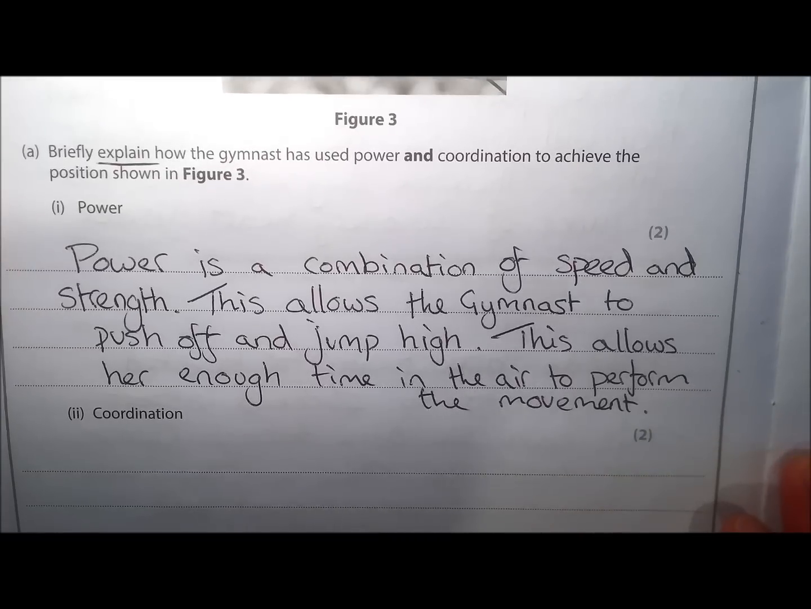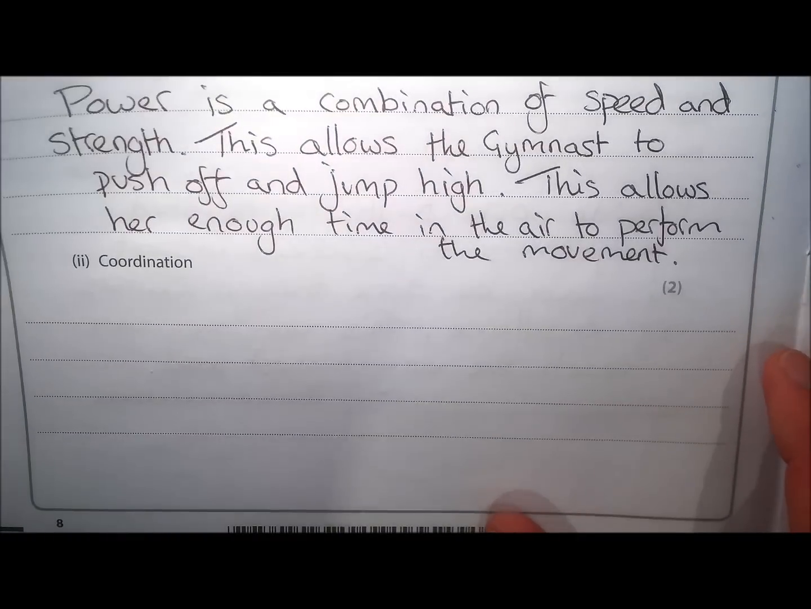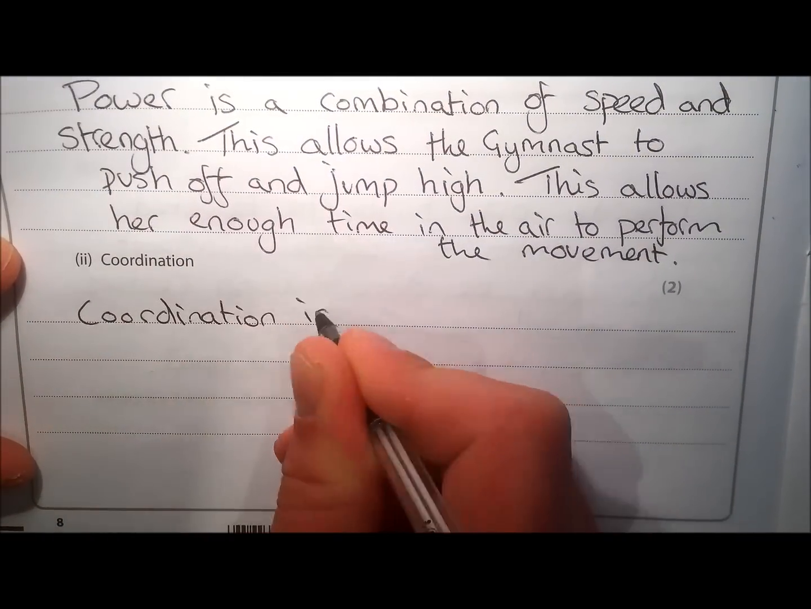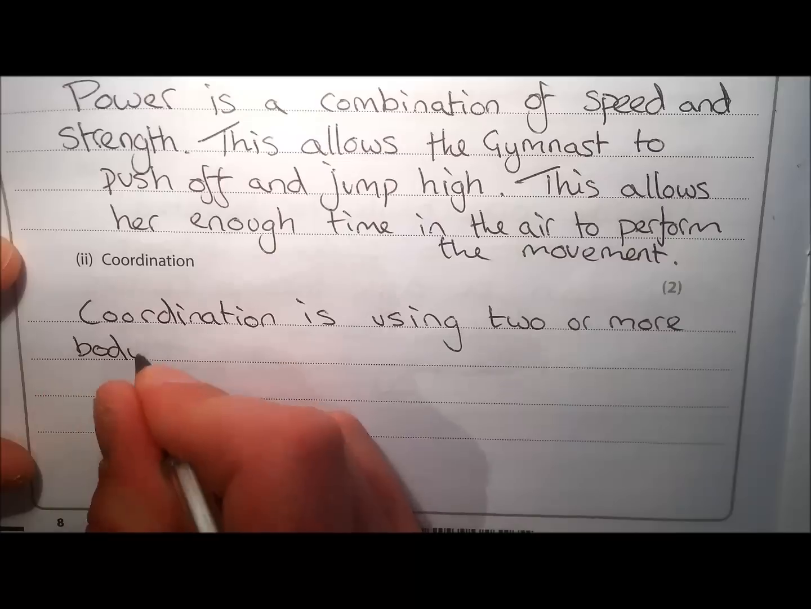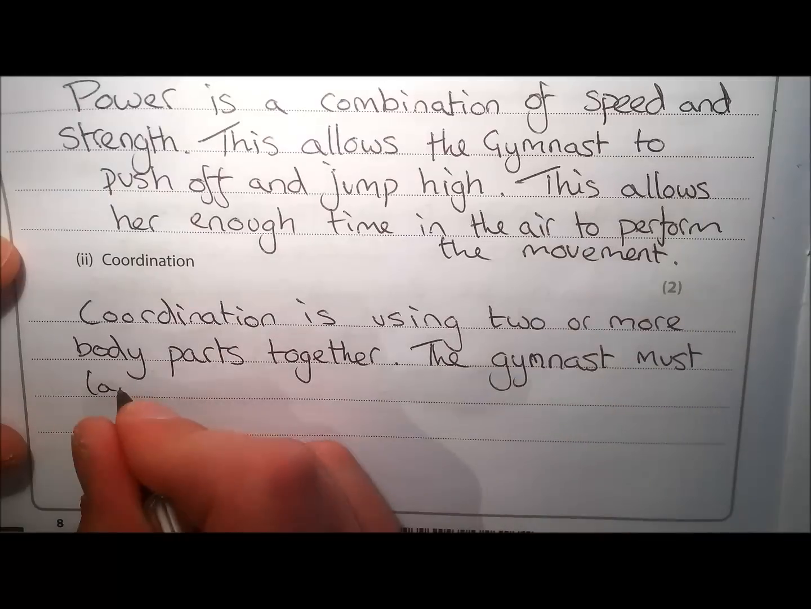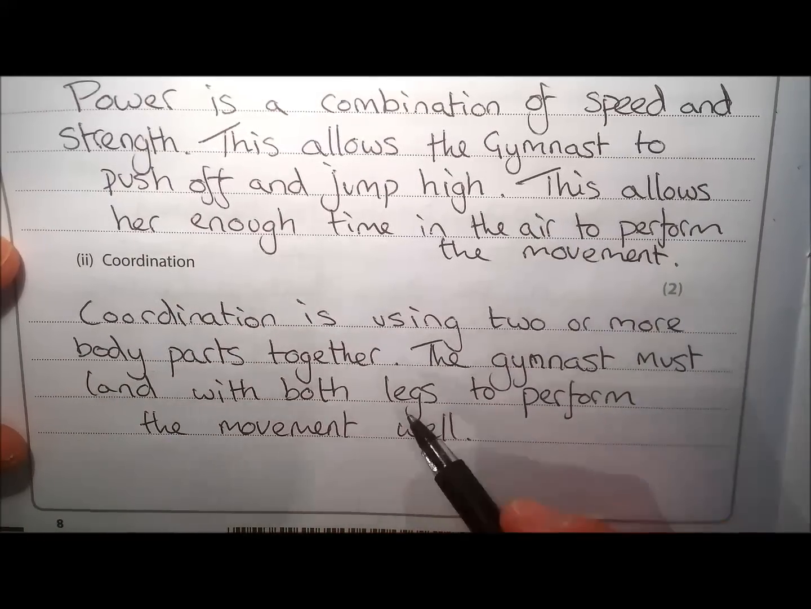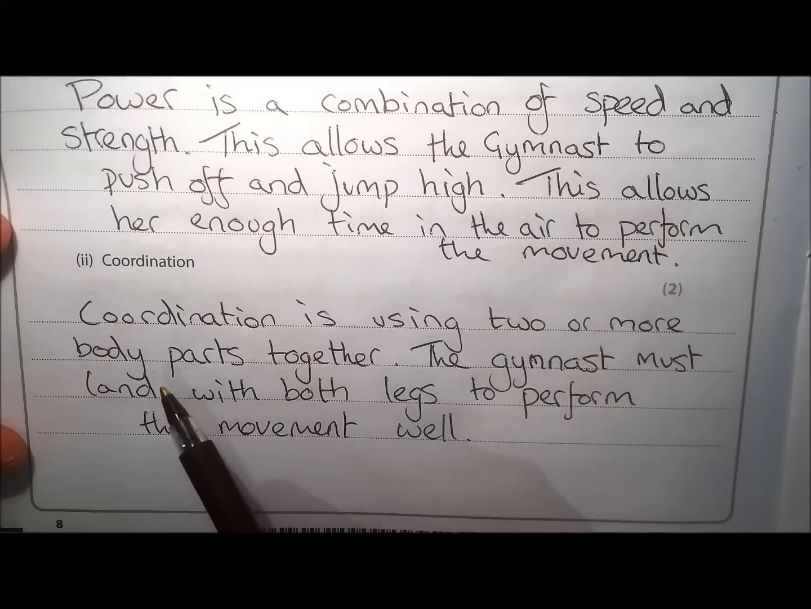Power is a combination of speed and strength. This allows the gymnast to push off and jump high. This allows her enough time in the air to perform the movement. This will give you both marks of the question. Coordination. Coordination is using two or more body parts together. The gymnast must land with both legs to perform the movement well.